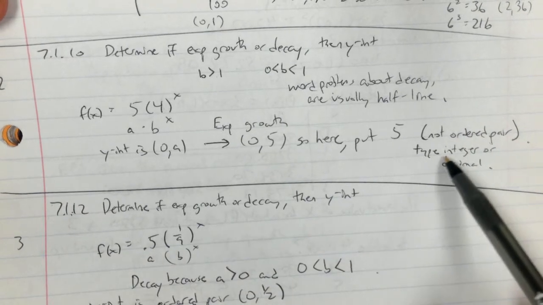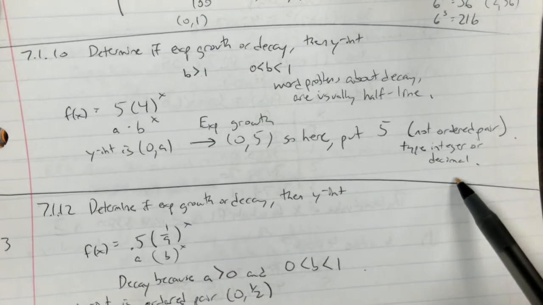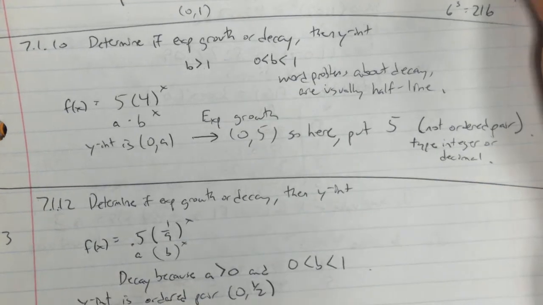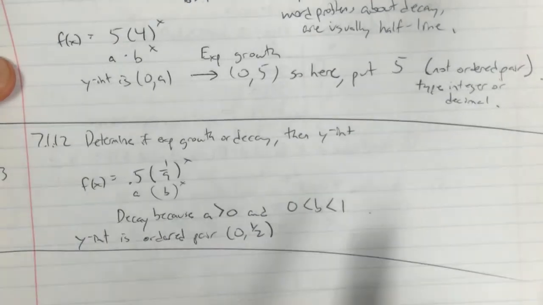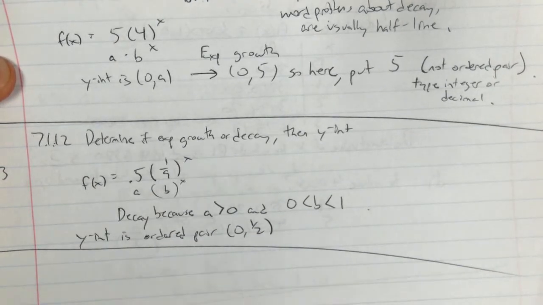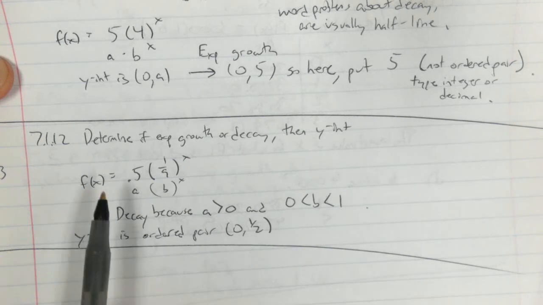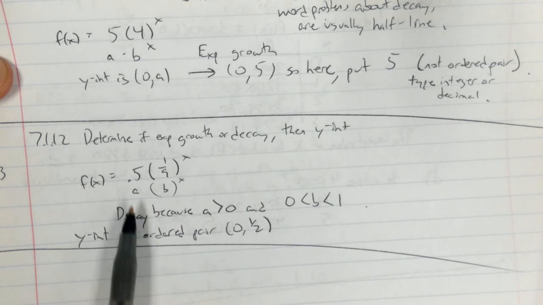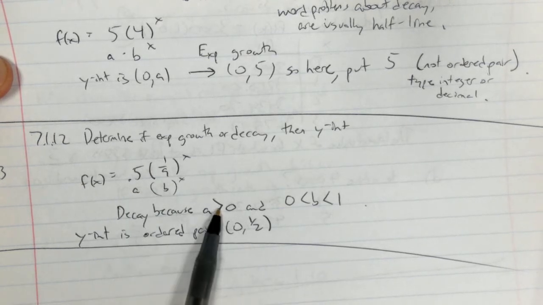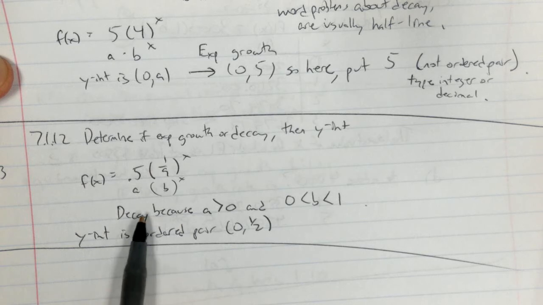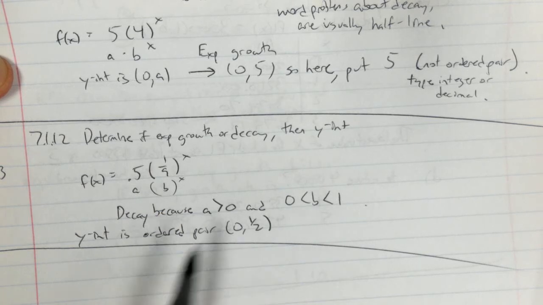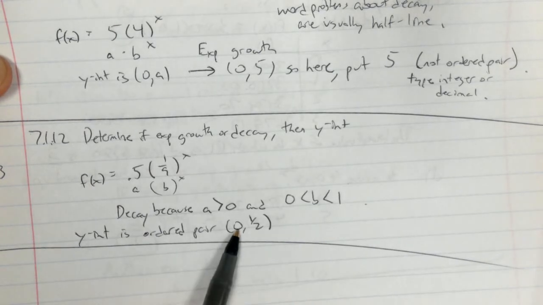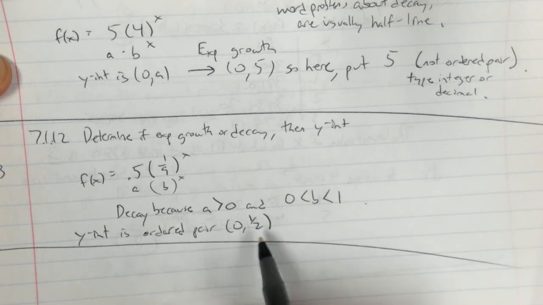It says type an integer or a decimal. Now there are a couple of others later in the lesson where it does want the ordered pair for the y-intercept. So just read your directions. The next one says determine if it's exponential growth or decay, and then your y-intercept. So we have 0.5 times 1/9 to the x. Because this is bigger than 0 but less than 1, it's decay. And your y-intercept would be the ordered pair 0, a half, or 0, 0.5.